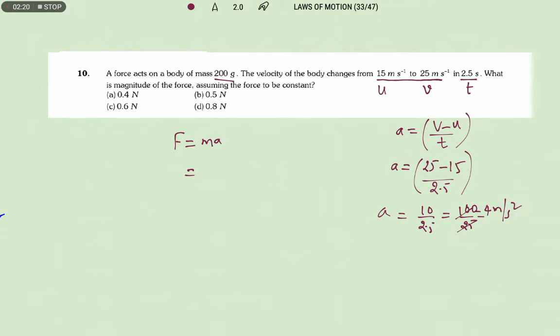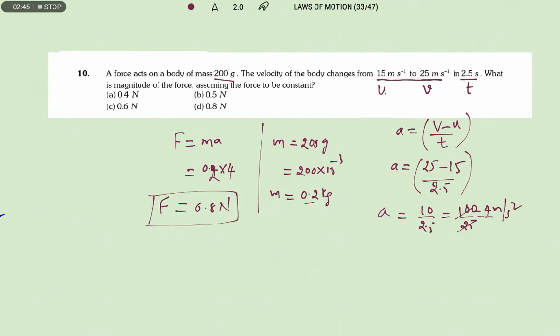But here mass is given in terms of CGS. So you need to convert this mass into kilogram by multiplying with 10 to the power of minus 3. Therefore we are going to get 0.2 kg as mass. Now we know the mass and acceleration. Substitute here. So 0.2 into 4, so 0.8 newtons is the force acting on the body.